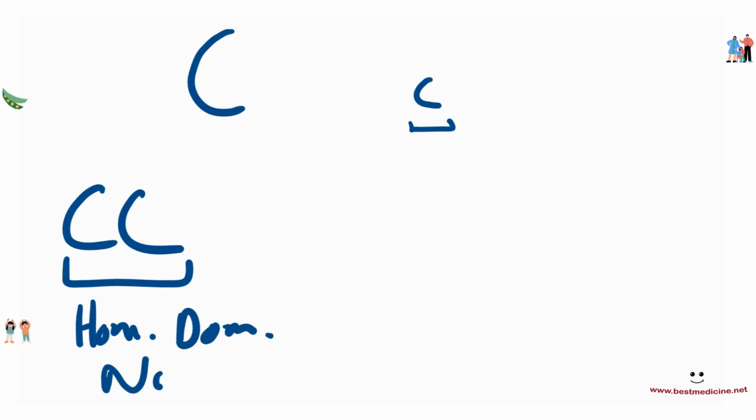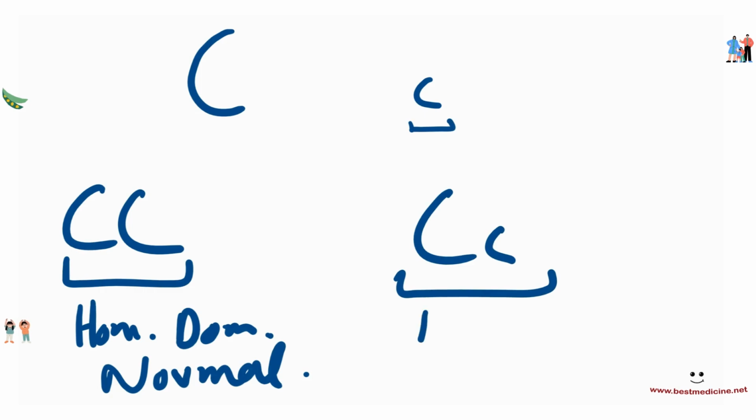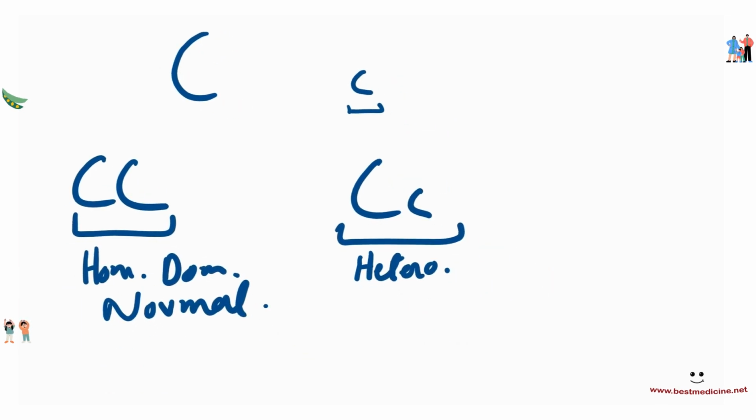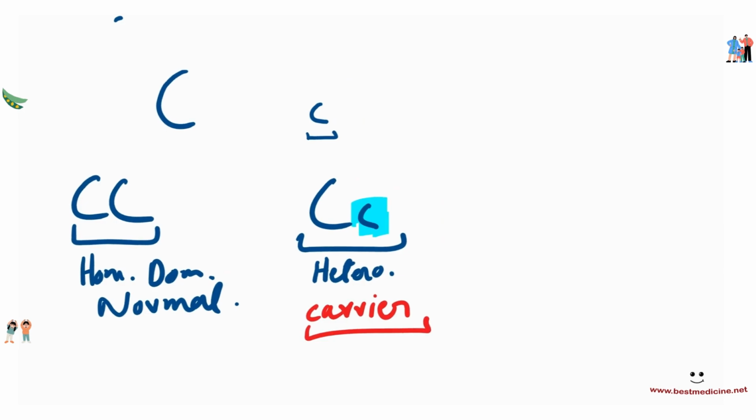So this person is normal, right? What about this one here? Capital C, small c. Well, that is heterozygous. Now this person does not have the disease, but they do carry the allele for it. So we call such a person a carrier, okay? So a person who is not affected with the disease, but they have the allele for it, is called a carrier. A heterozygous individual for an autosomal recessive disease is called a carrier.